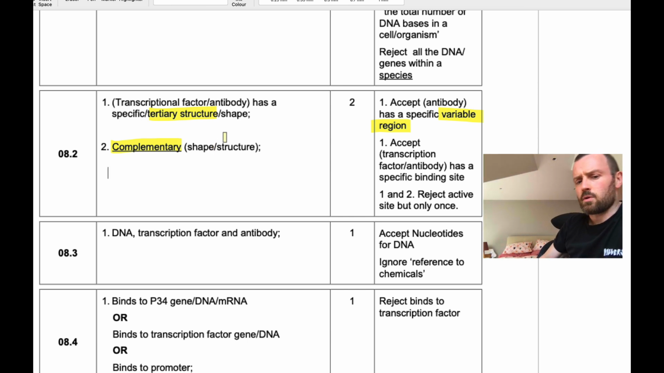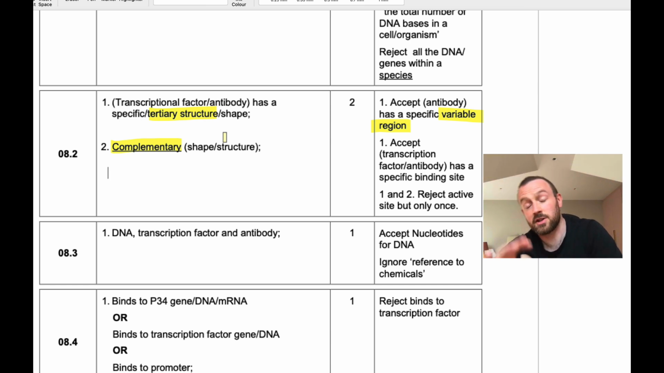Remember, don't make the mistake of talking about active sites. Active sites are only enzymes. Just because shapes match doesn't mean something's an active site. Complementary is a term that you can use for enzymes and for antibodies and for other things, not active sites.